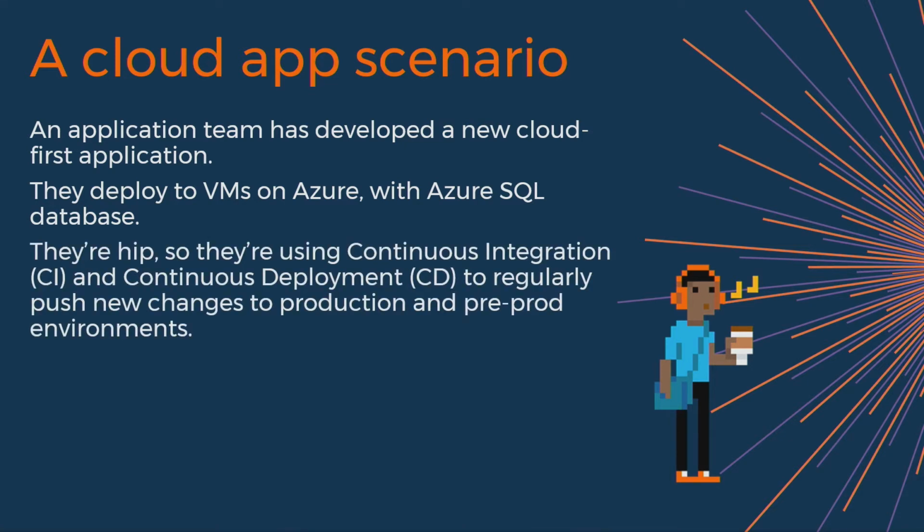So your application developers are also pretty hip, right? They're using the cloud. They're up to speed with modern practices, potentially operating as a DevOps team. They're typically going to be using continuous integration and continuous deployment to regularly push new changes to production, and to pre-prod environments as well.